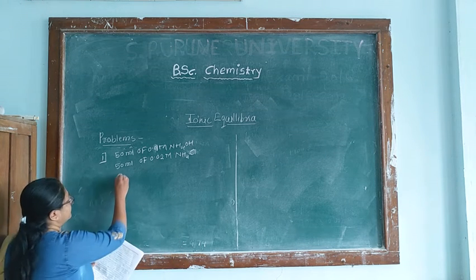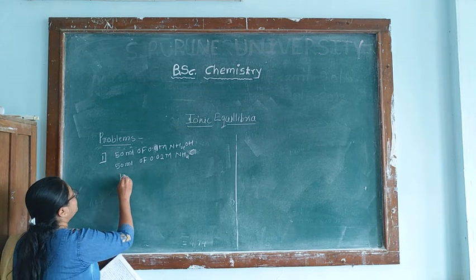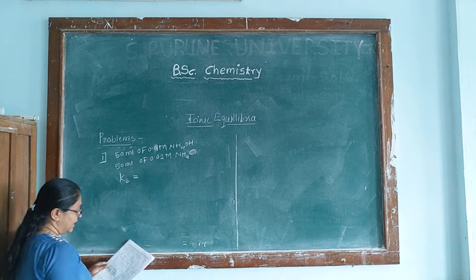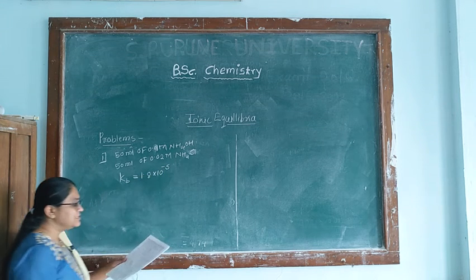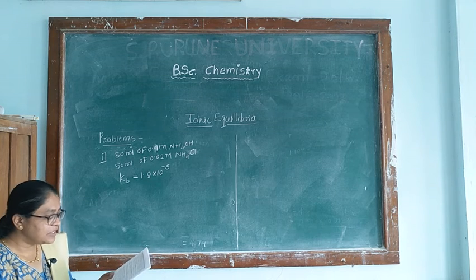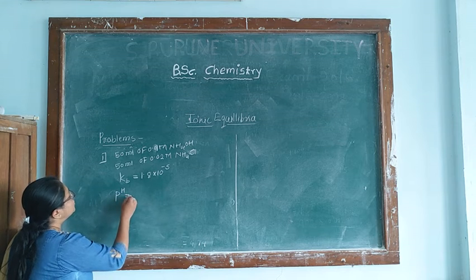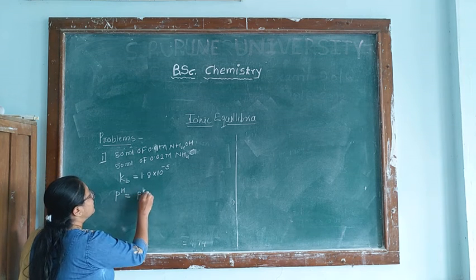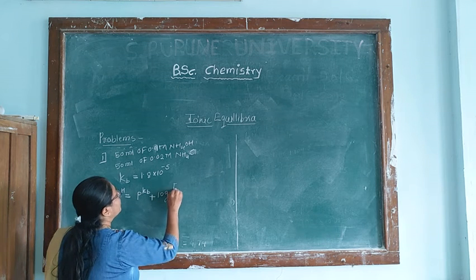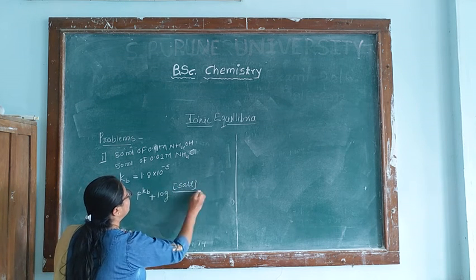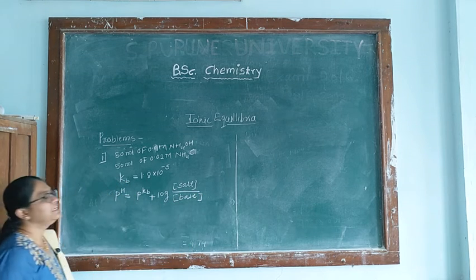and we have given the ionization constant of ammonium hydroxide, that means the value of Kb. Kb is 1.8 into 10 to the power minus 5. So this is the given data, and we have been asked to calculate the pH of the buffer solution. Now to calculate the pH of this basic buffer, the formula is pH is equal to pKb plus log of concentration of the salt divided by the concentration of the base.